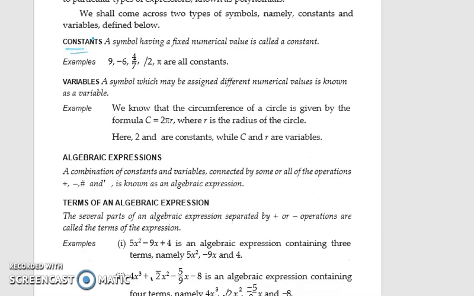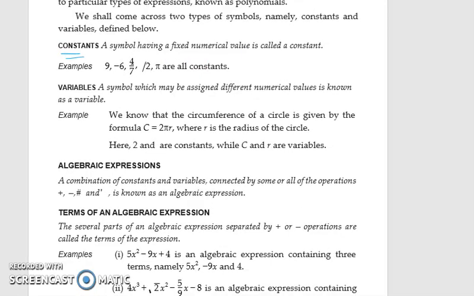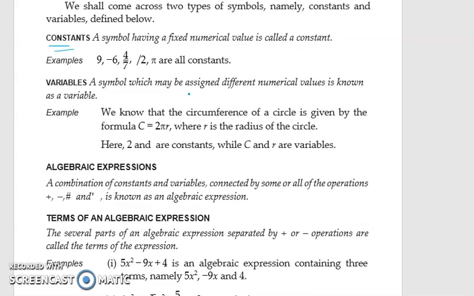A symbol having a fixed numerical value is called a constant. Examples: 9, minus 6, 4 by 7. For that matter, if you take any number, it can be 5 by 27. All these are numbers, these are fixed numerical values. So all these are constants. Suppose if I write 2011 upon 2012, anything, all these are numbers. These are fixed values, so these are called constants. And pi is also a constant, remember.